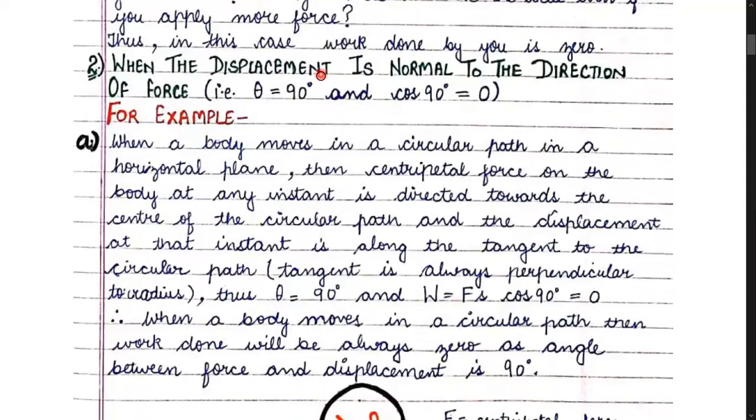Now coming to the second condition, which is a very important condition: when the displacement is normal to the direction of force. That means when the angle between displacement and applied force is 90 degree. Normal means perpendicular, which further means angle is 90 degree. Children, cos 90 is 0. You must have done in mathematics. Cos 90 is 0. Now let us see an example under this category.